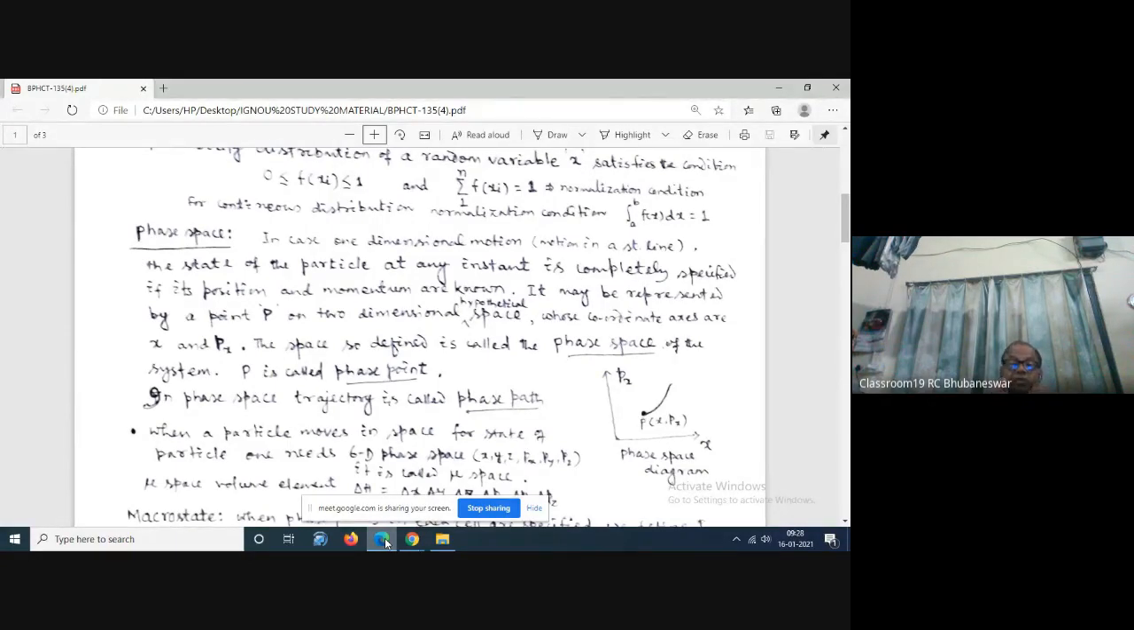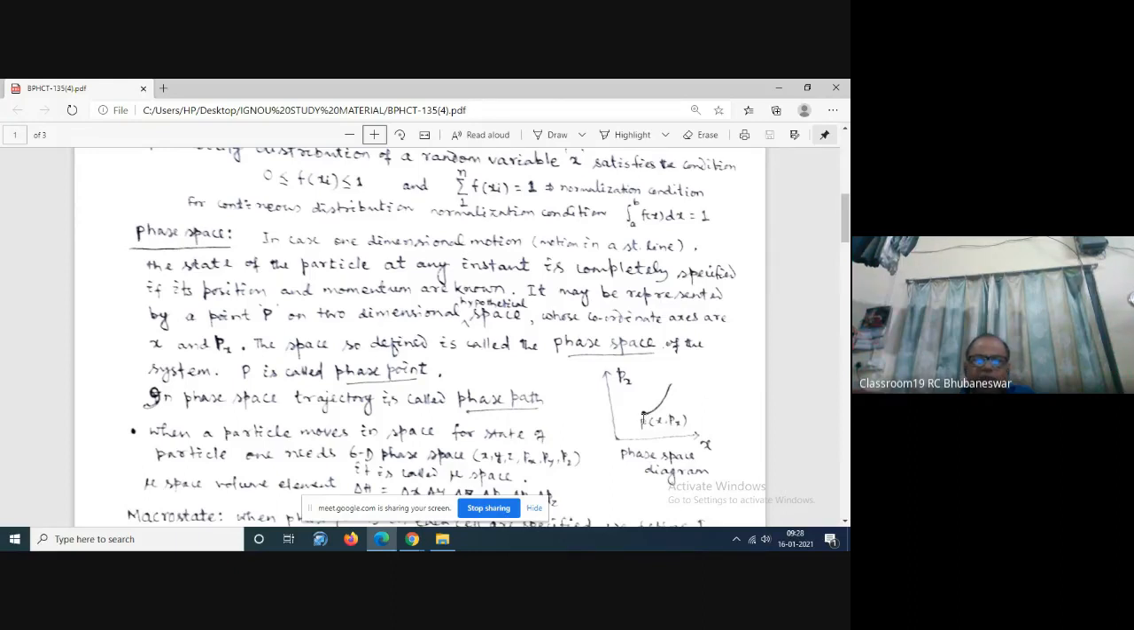The state of the system means what is its position and what is its momentum. As time lapses, the position and momentum change, so you get many points on the x and px diagram. Every point on this phase space is called a phase point. So here is the phase space diagram with x and px, and this whole thing is called the phase space diagram.